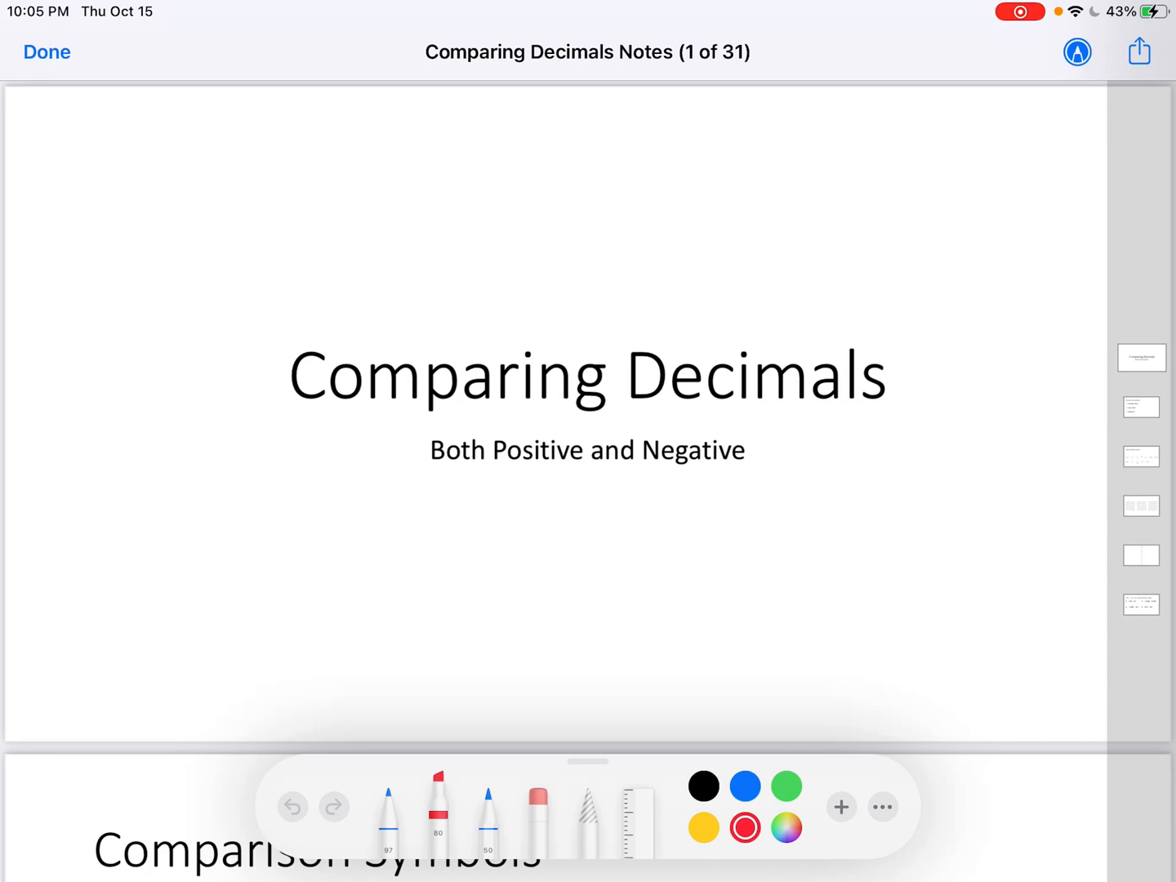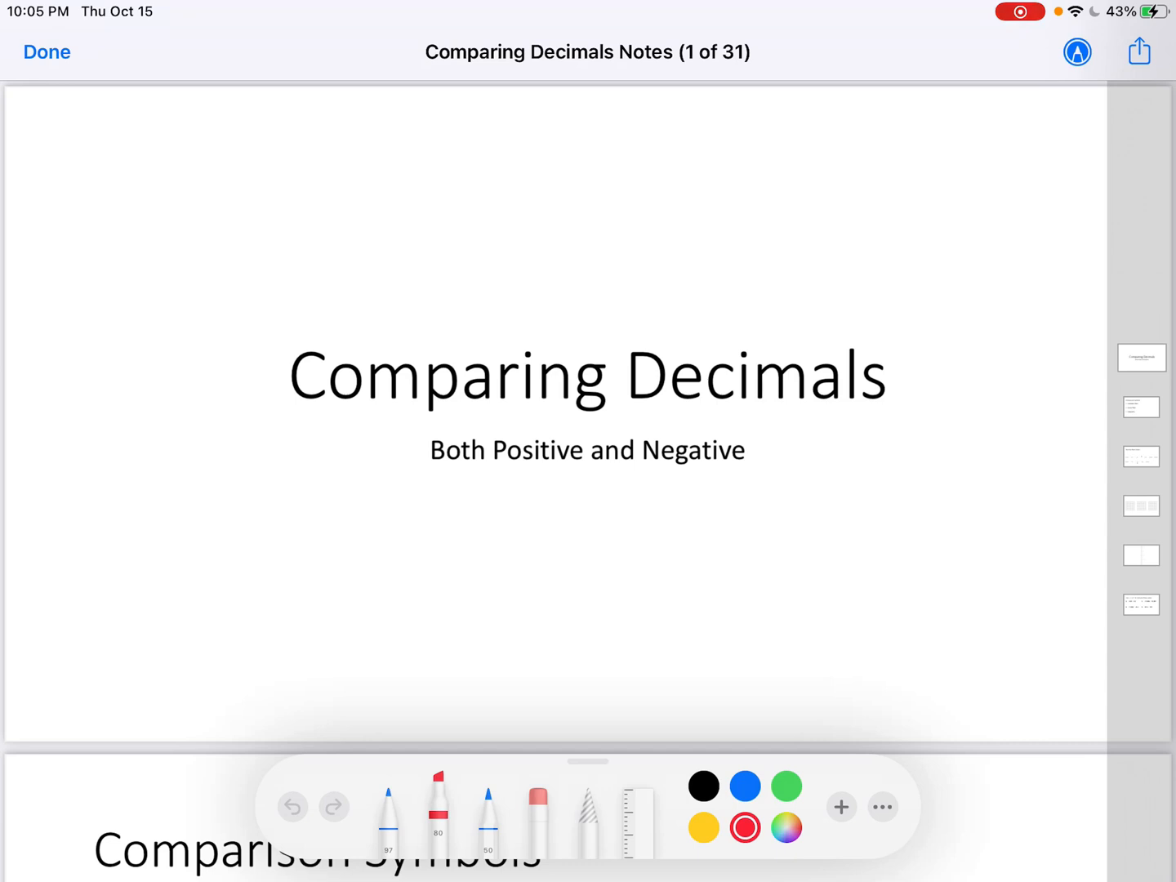Yay! Today's video is about comparing decimals. We're going to look at which one is bigger, which one is smaller. But since we are doing both positive and negative, sometimes bigger is less and smaller is greater. Remember the difference between bigger, smaller, less, and greater.